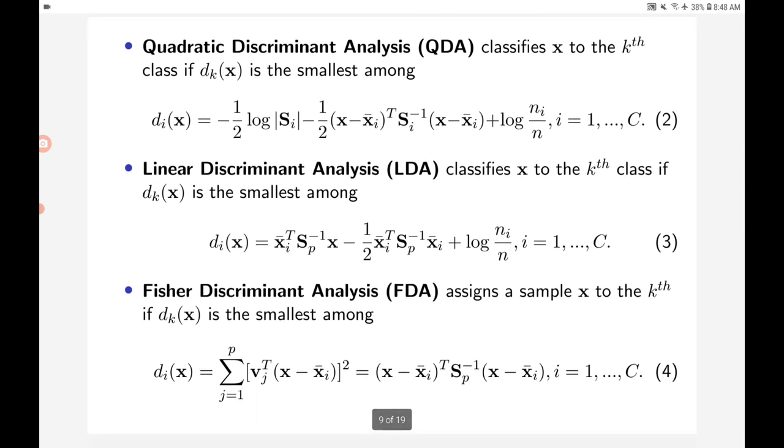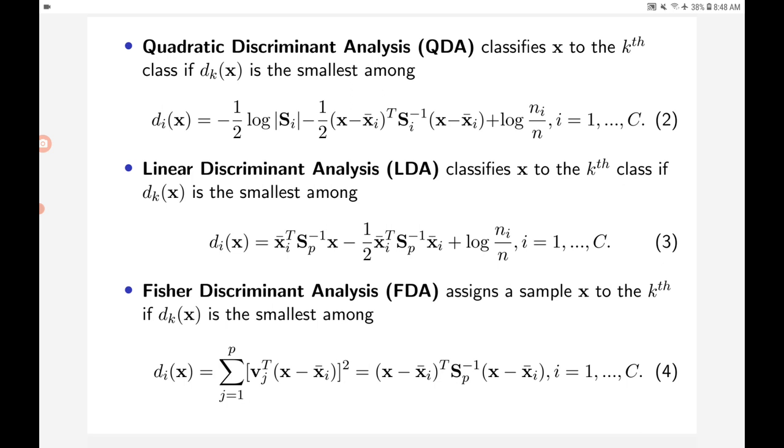We also review some classical methods. The classification rule for quadratic discriminant analysis is to classify the observation x to the k-class if d_k of x is the smallest among the d_i of x that are defined in equation 2. And for linear discriminant analysis, it classifies x to the k-class if d_k of x is the smallest among the d_i of x that are defined in equation 3.